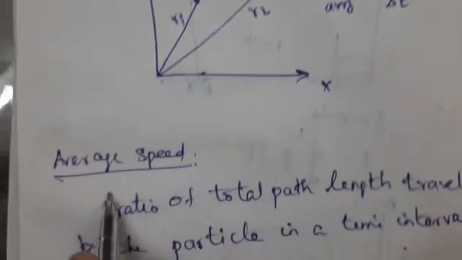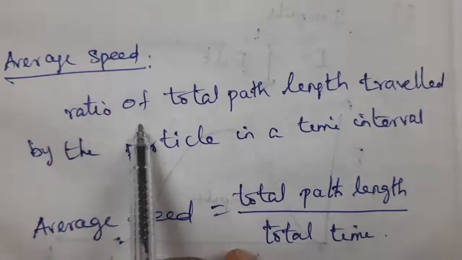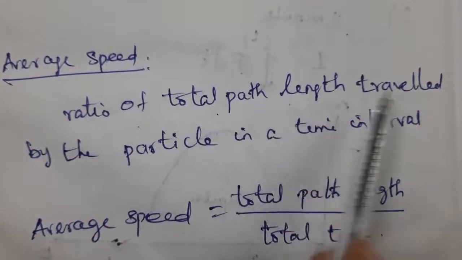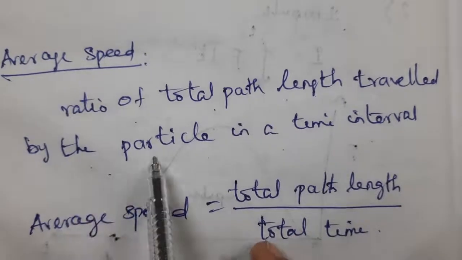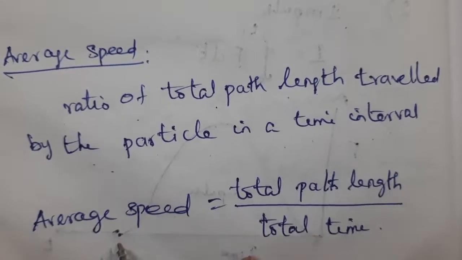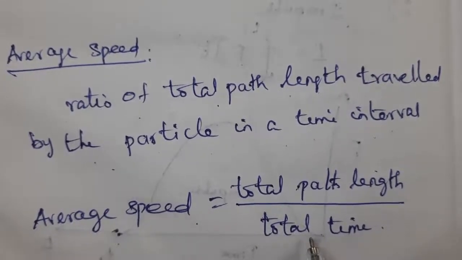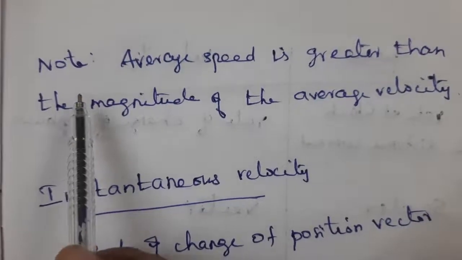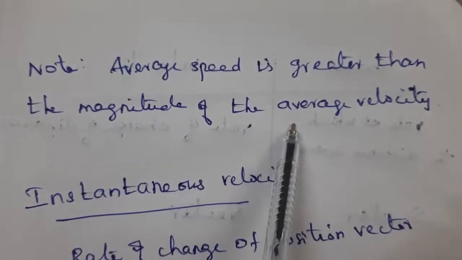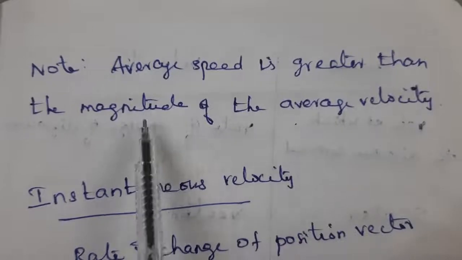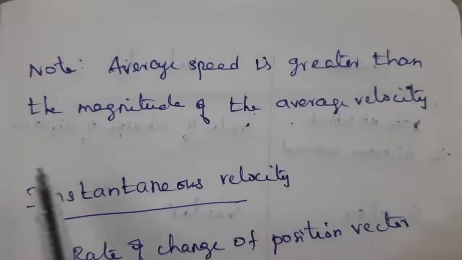The next one, average speed. Average speed is also defined as the ratio of the total path length travelled by the particle in a time interval. So average speed is equal to total path length divided by total time. Here an important point: average speed is greater than the magnitude of average velocity. For this, just try example 2.20 from the book.